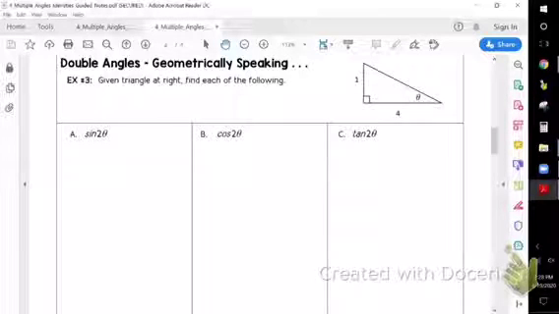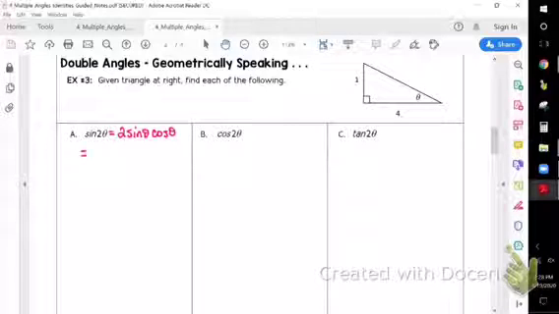Okay, double angles, geometrically speaking. It says, for example 3 here, given the triangle to the right, find each of the following. So we have sine of 2 theta for A. Well, we know the sine of 2 theta, given the identities above, is equal to 2 sine of theta cosine of theta. And so if we knew sine of theta and we know cosine of theta, we could just plug them in, couldn't we? So let's go find those.